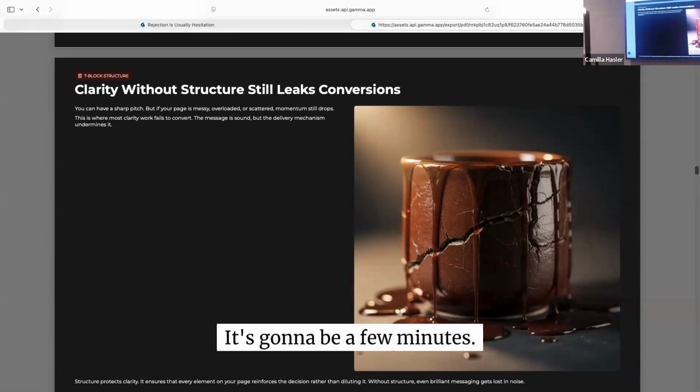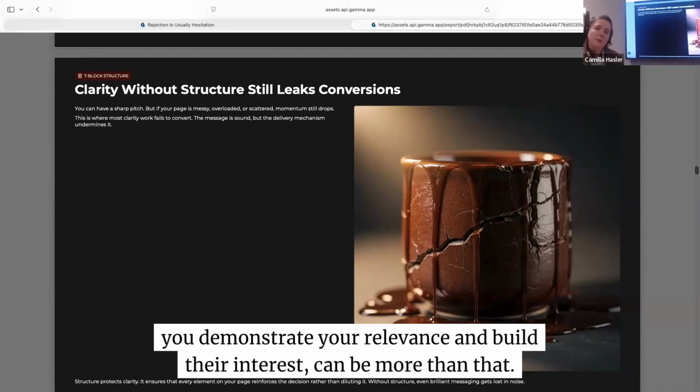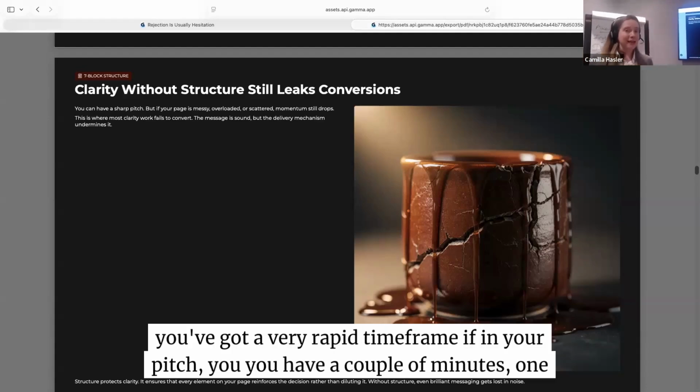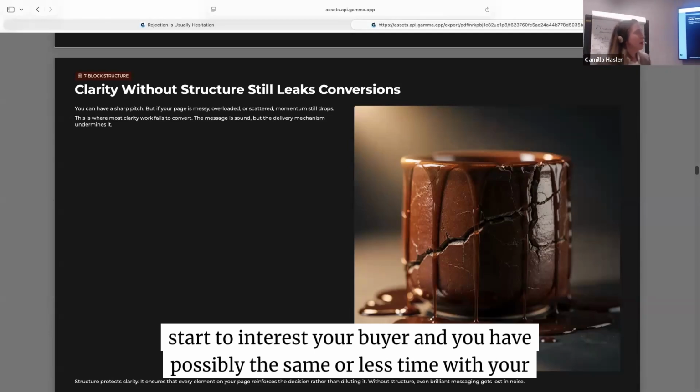It's going to be a few minutes. It's not, and then you need to build that interest. If you demonstrate your relevance and build their interest, it can be more than that, right? But initially, you've got a very rapid time frame. In your pitch, you have a couple of minutes, 1 to 2 minutes typically, to establish that rapport, demonstrate the relevance, and really start to interest your buyer. You have possibly the same or less time with your landing page, right?